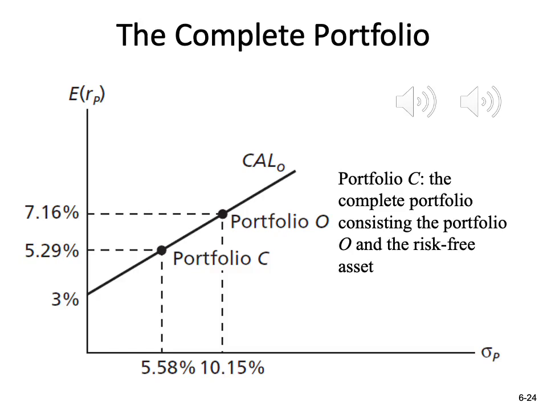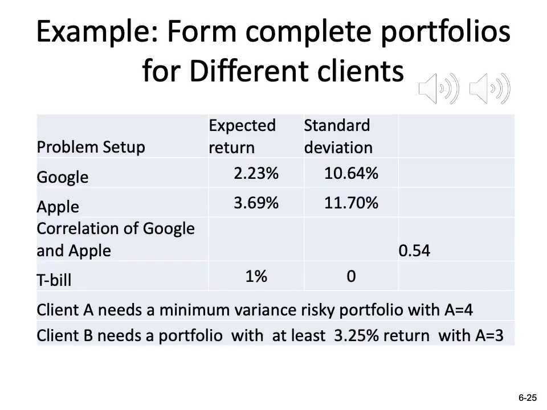In the previous picture, we have identified the optimal risky portfolio, portfolio O. Now we can combine portfolio O with the risk-free asset, a T-bill, to form the complete portfolio. So basically, the complete portfolio C can be any point on the optimal capital allocation line, depending on the weight you put in the risk-free asset. Asset allocation is the process to find the optimal weight you put in each asset of your complete portfolio.